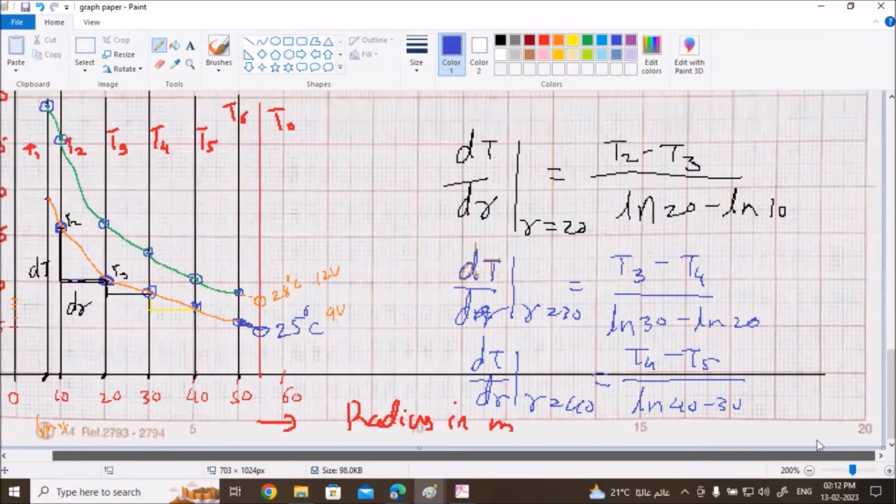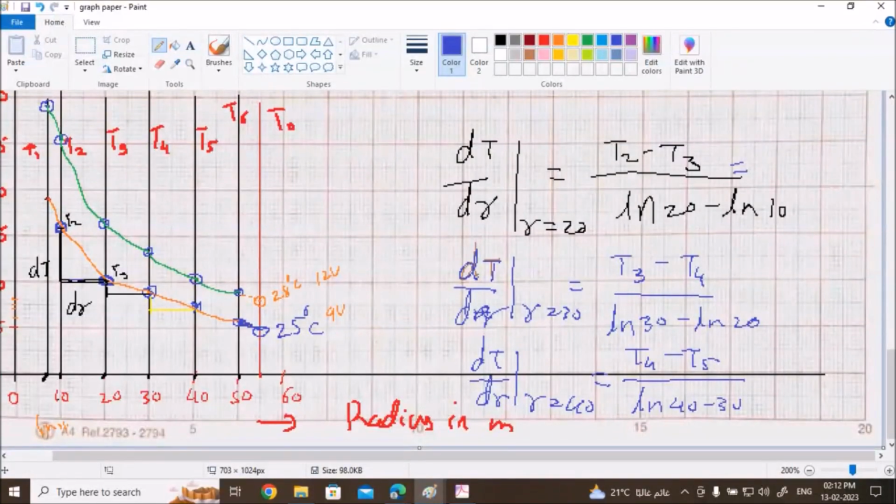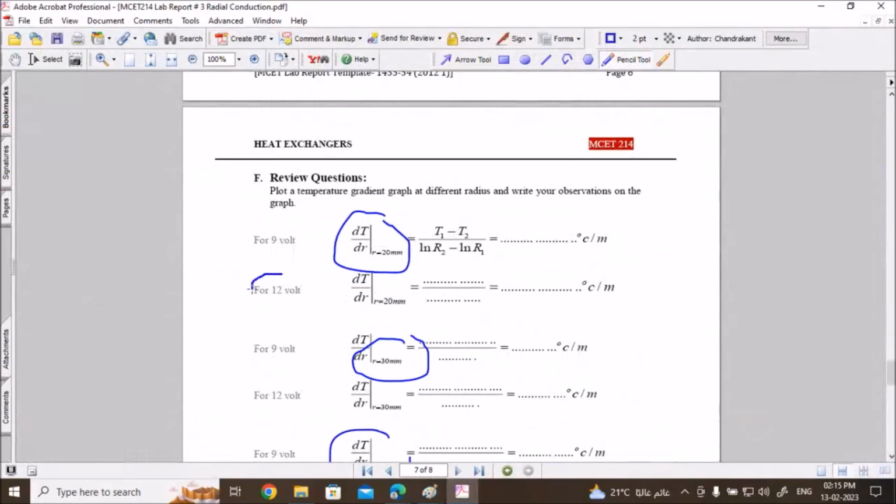So here you will get at 20, T2 is 36.2 minus 30.6 divided by ln 20 minus ln 10. So the answer will be 8.079 degrees centigrade per meter. So this is temperature, so you can put the values and similarly calculate that. Now similarly you can do for 12 volts.